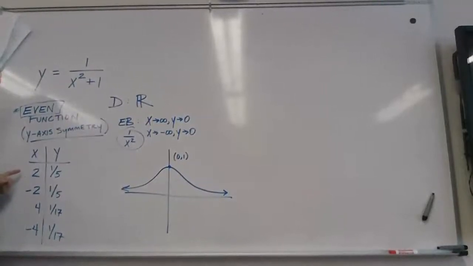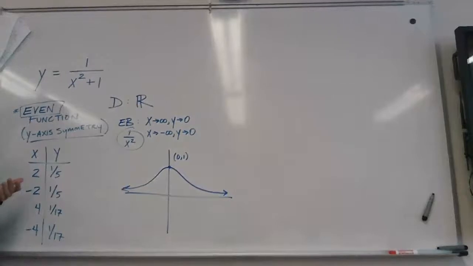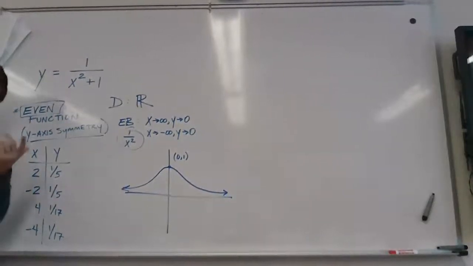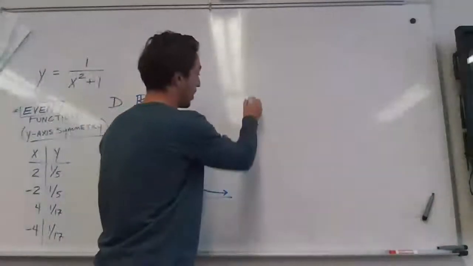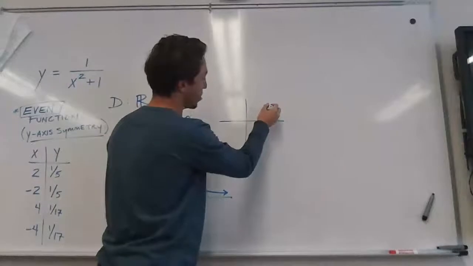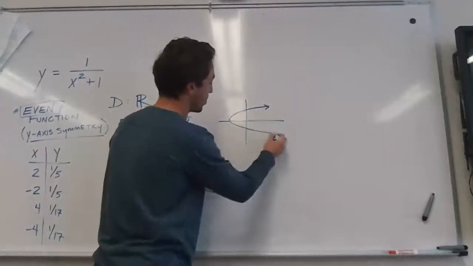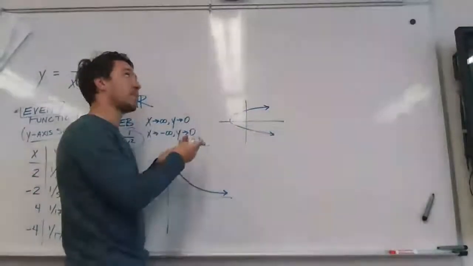Does an odd function have x-axis symmetry? Not quite, but it's going to be a different type of symmetry. Maybe someone knows the answer to that. The thing about functions is they can't have x-axis symmetry, typically. For example, if I draw a parabola like this, you can make a relation like that.